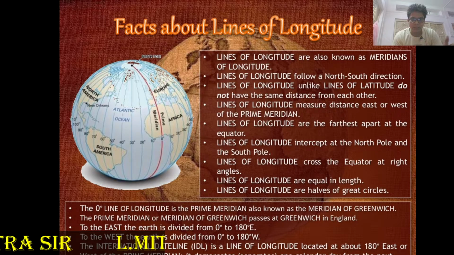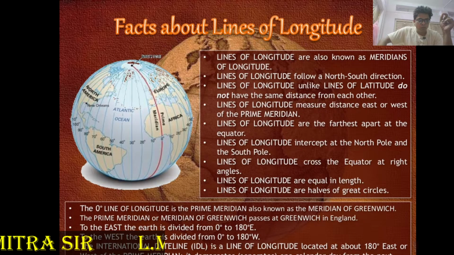Longitudes are also imaginary lines which pass from the North Pole to the South Pole. Lines of longitude are also known as meridians of longitude. Lines of longitude follow the north to south direction. So this line is known as the line of longitude.